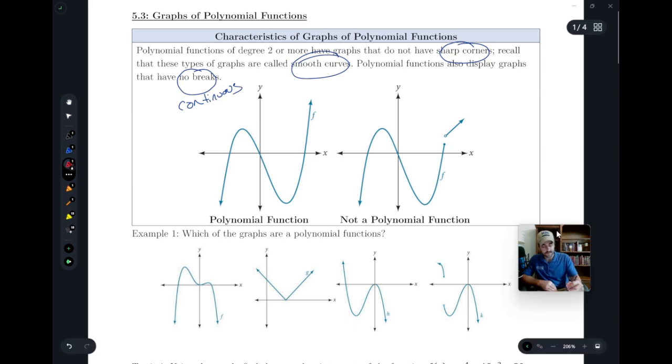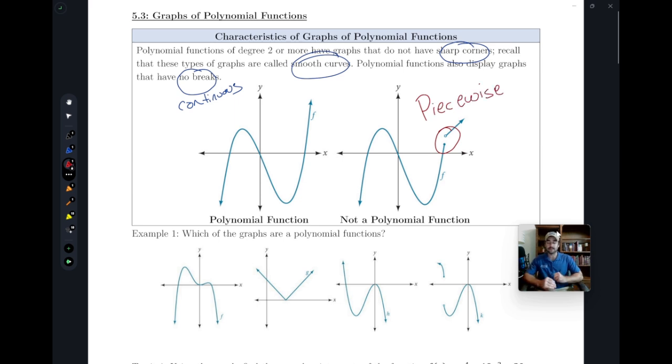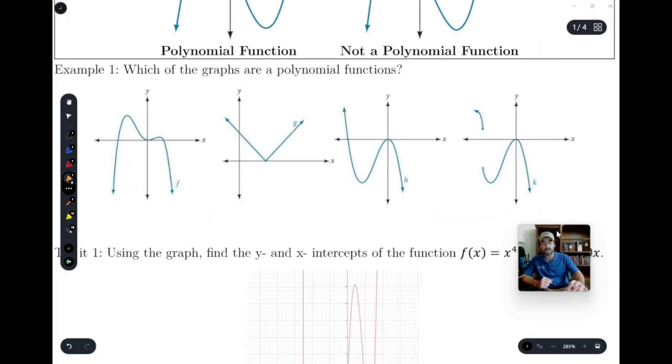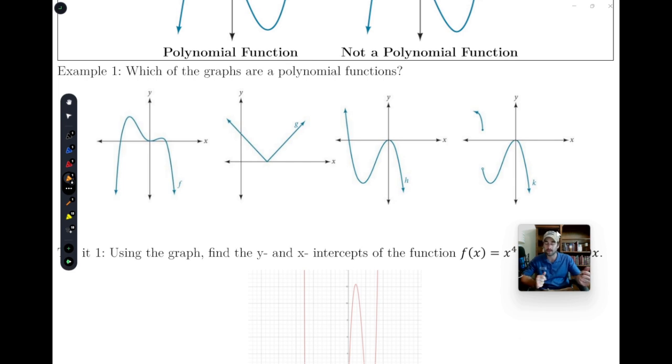So the thing that's wrong in this case is that it's not a continuous graph, so it's not polynomial. That one's probably a piecewise, like we learned about in chapter 2. And this one looks just fine because it's smooth and continuous. It looks like it could be a polynomial function, perhaps a degree 3 polynomial. So we're going to look at these and say, okay, are these polynomials or possibly polynomials or not? And then if not, what could they be?